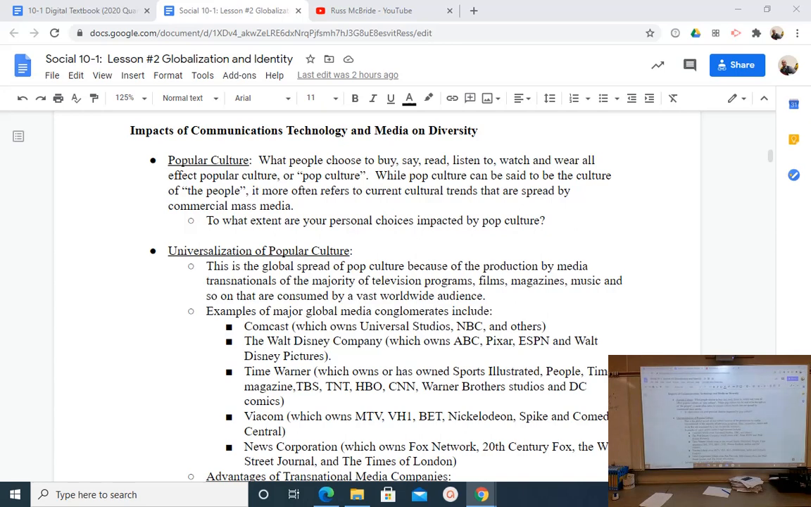So one of the related terms here is pop culture. And we're going to begin by linking pop culture to globalization. So what we're looking at is the impacts of communication technology and media on diversity. So diversity is differences. And earlier today we talked about how one of the consequences or externalities of globalization is that we may end up sacrificing some of those differences.